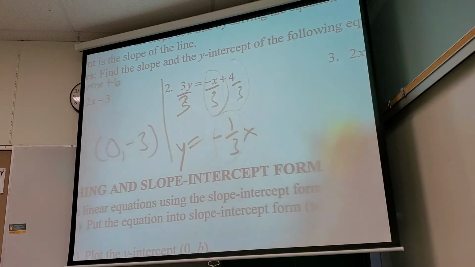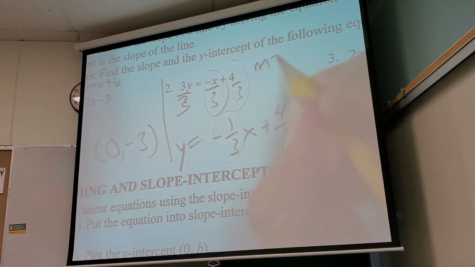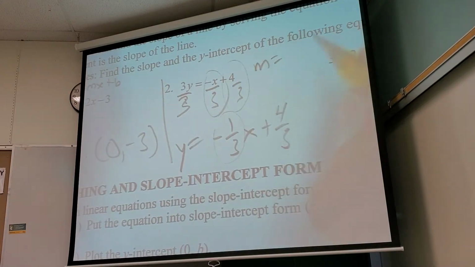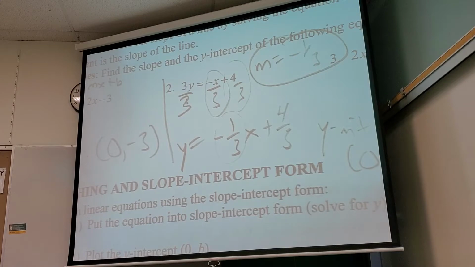And what happens here? Same. Yeah. So what's the slope? 0. I'm sorry. What's the slope? Negative 1. Good. And what's the y-intercept? (0, 2), 4. Yeah.